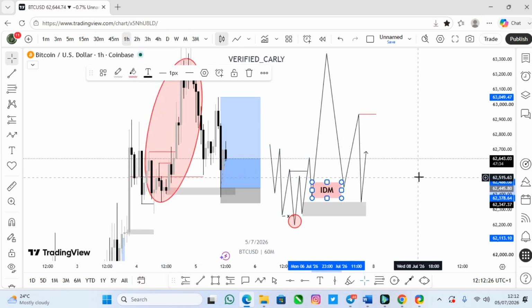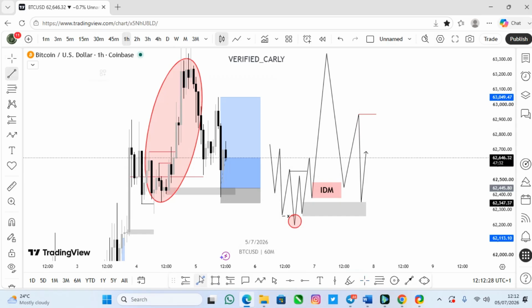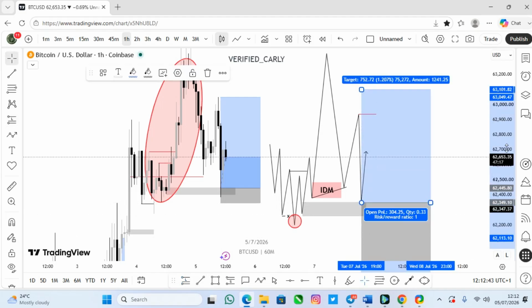Here's inducement. So where's my liquidity? This right here is my liquidity. These two zones are my liquidity. So I am expecting price at least to pull back to this zone and mitigate on this trade, which it has already done. It mitigated me.